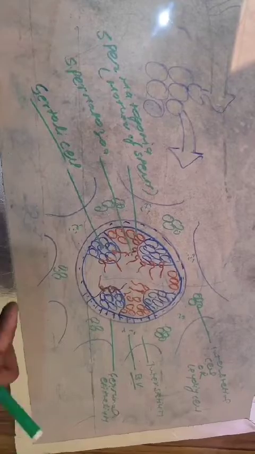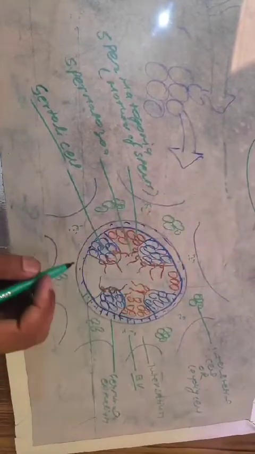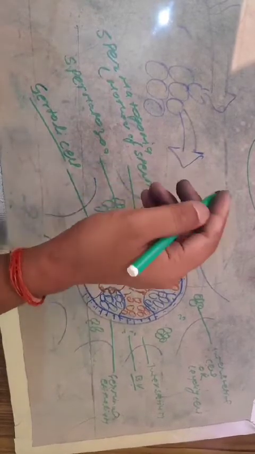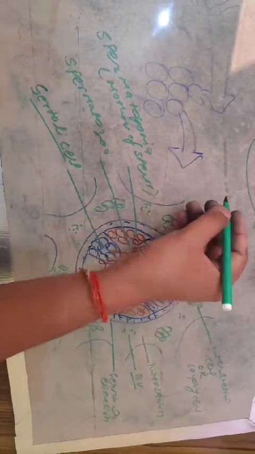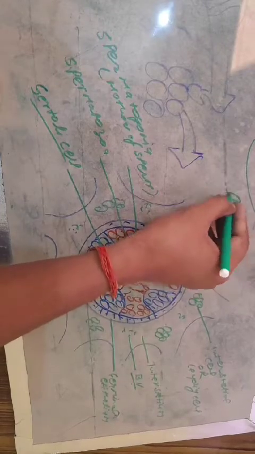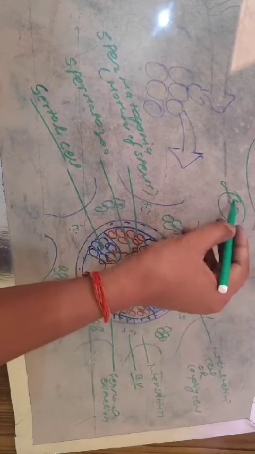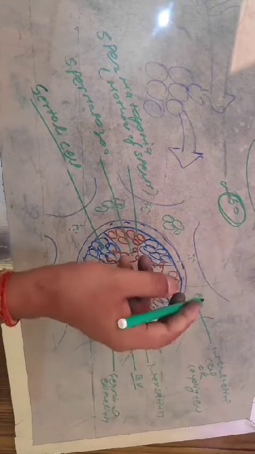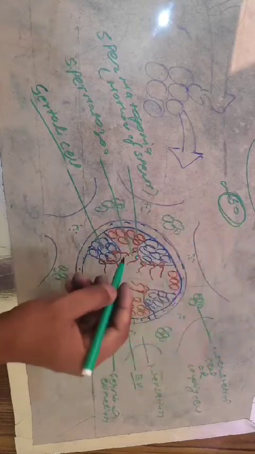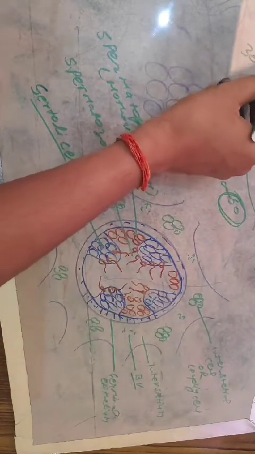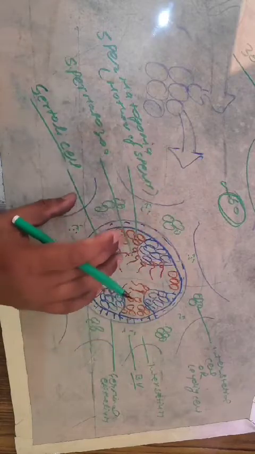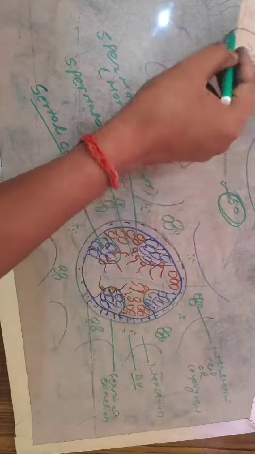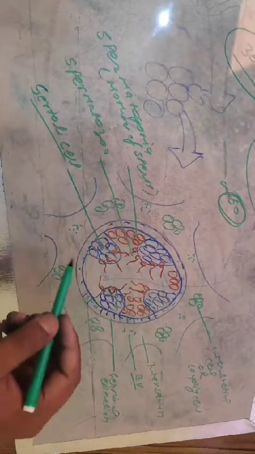Students, now listen carefully, we are going to describe the TS of seminiferous tubules. Keep in mind there are about 60 seminiferous tubules held in each testis, and the total length of seminiferous tubules is about 300 meters in each testis. That is, when you collect the seminiferous tubules from both testes, it will occupy 300 meters in length. It should be in your notes.